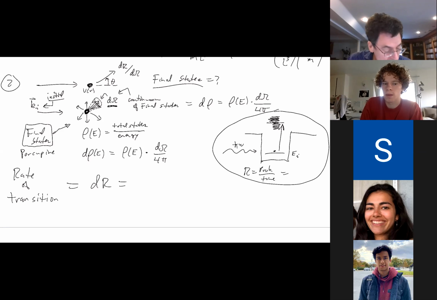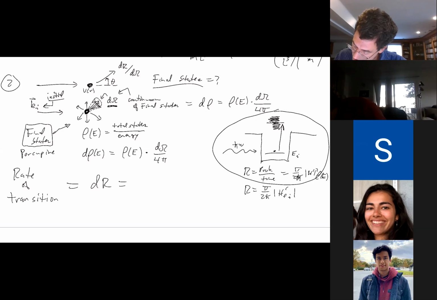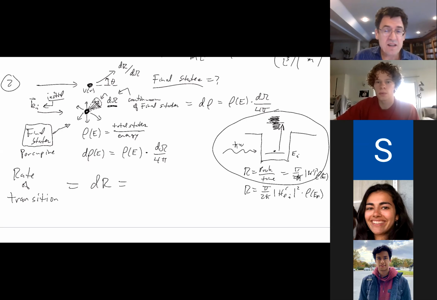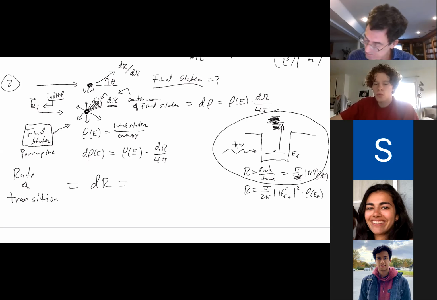And what was the little formula that we derived? It was pi over 2 h bar times the matrix element squared times the density of states. Yeah, you guys remember that? Rate is equal to pi over 2 h bar, the matrix element squared times the density of states. Does that sound familiar? And so that's Fermi's golden rule.